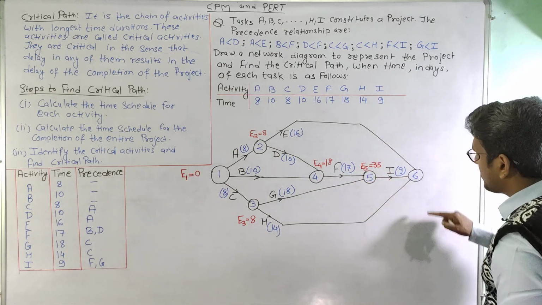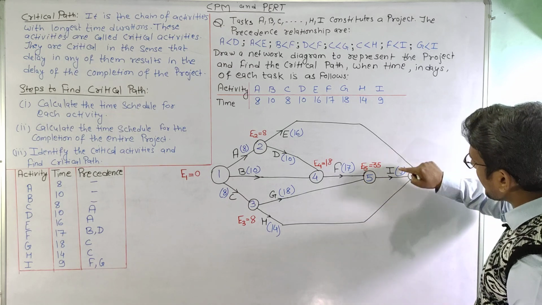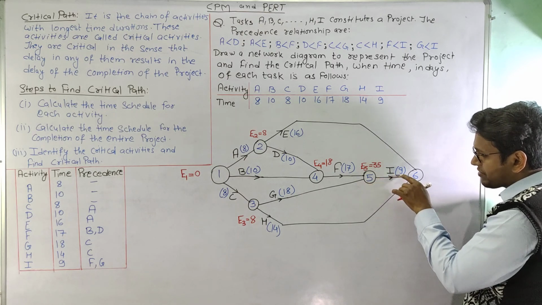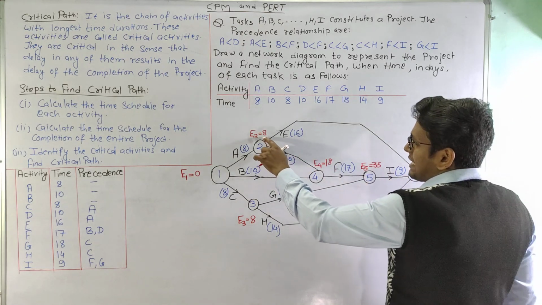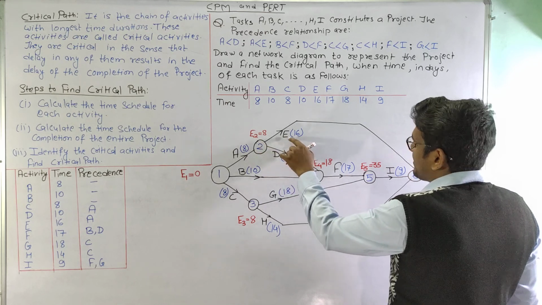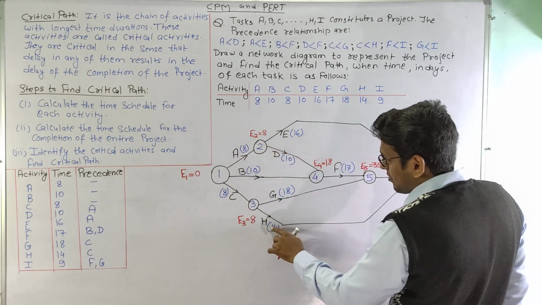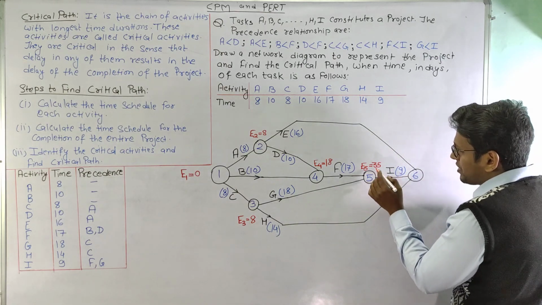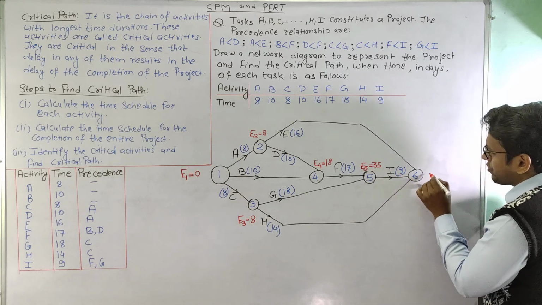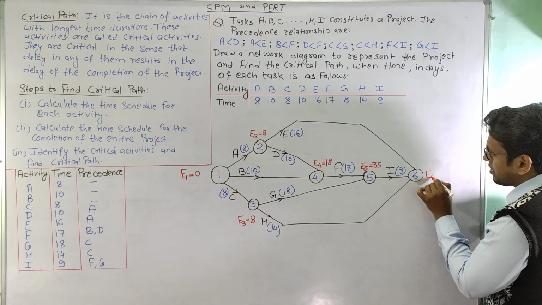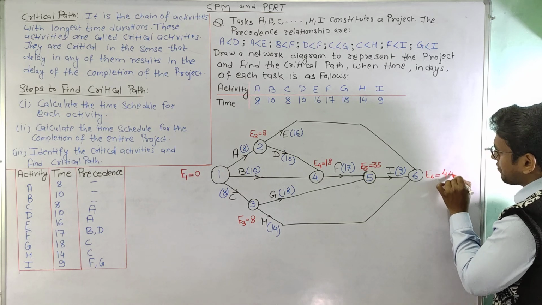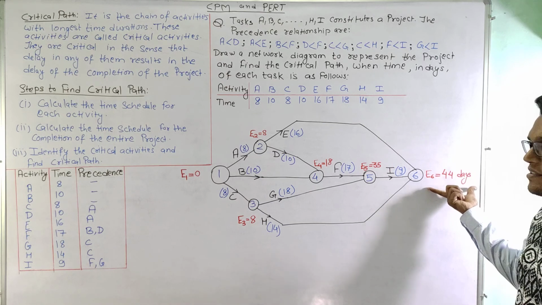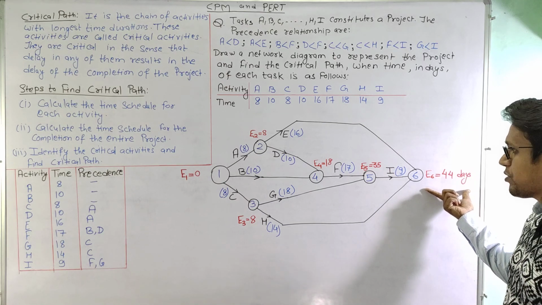35. Now as we can see, for the final node there are three arrows coming. So for these arrows, this is 35 plus 9 is 44. This is 8 plus 16 is 26, and here 8 plus 14 is 22. So we can see that the maximum value here is 35 plus 9, 44. So E6 is 44 days, and this shows that this is the completion time of the project.